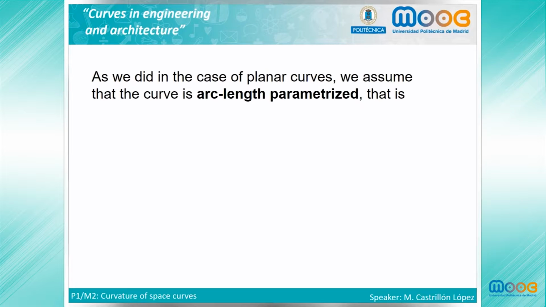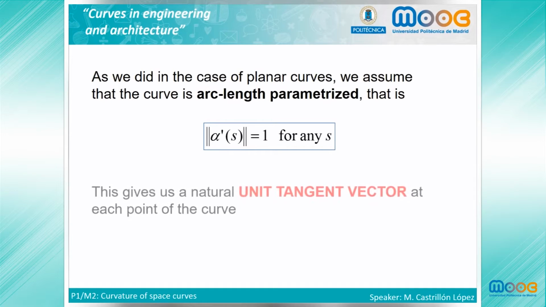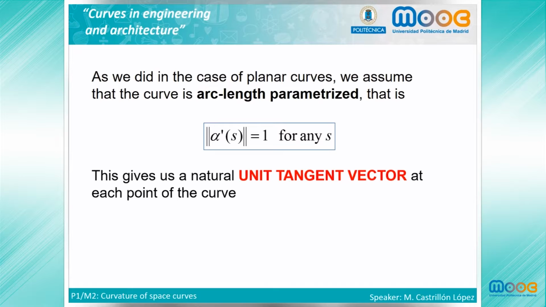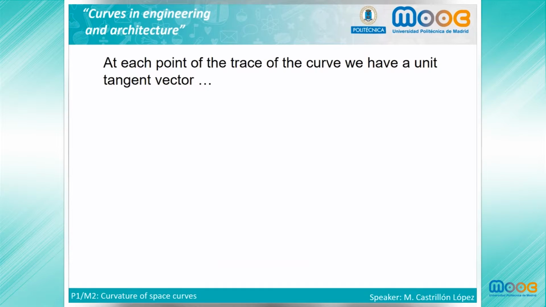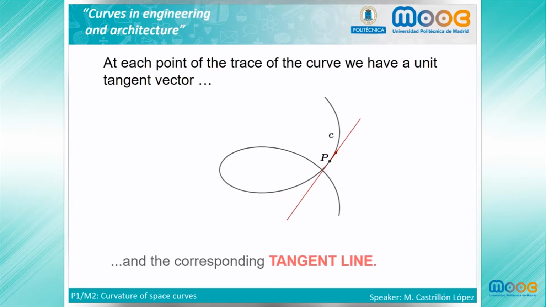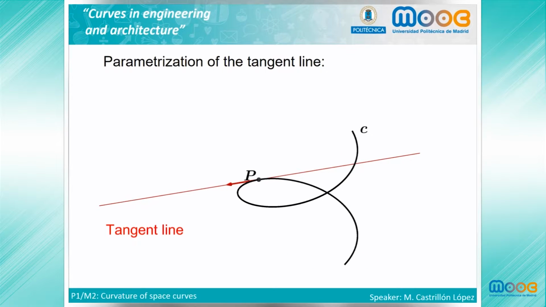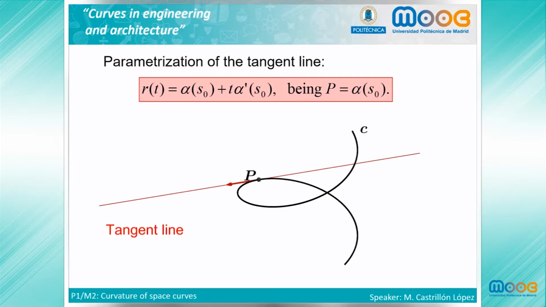As we did in the case of plane curves, we assume that the curve is arc length parametrized. That is, at each point of the curve, the modulus of the velocity is 1. This gives us a natural unit tangent vector, T equals alpha prime of s. At each point of the trace of the curve, we have a unit tangent vector, and the corresponding tangent line. We already studied the parameterization of the tangent line at a point of the trace, as that point plus a parameter times the derivative.